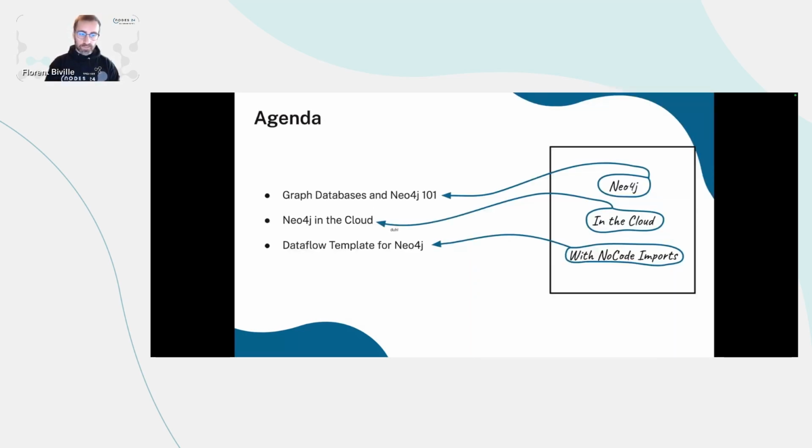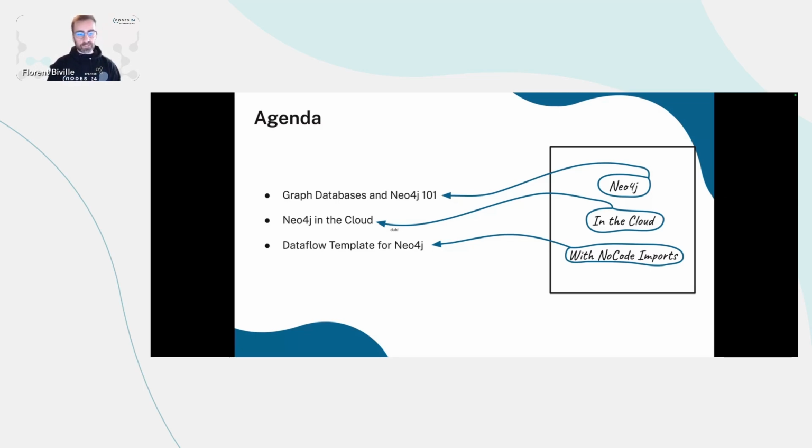And first, since it's a beginner-friendly talk, I will start just with the basics. I'm not going to spend too much time on it, but still, talking about what Neo4j and a graph database are in general. Then Neo4j in the cloud, because for the demo I'm going to show towards the later part of the talk, I'm going to use Aura.